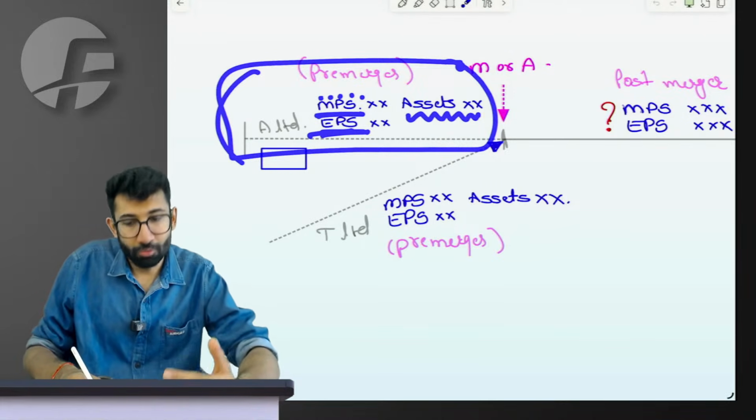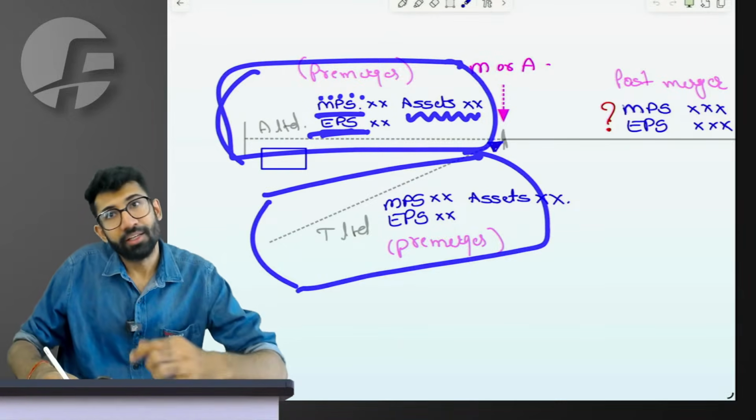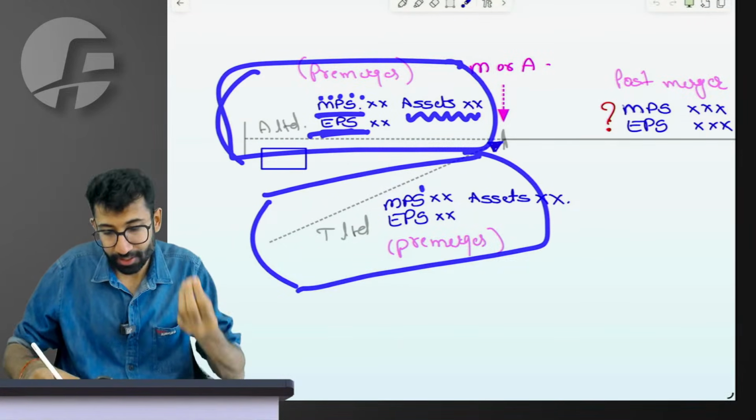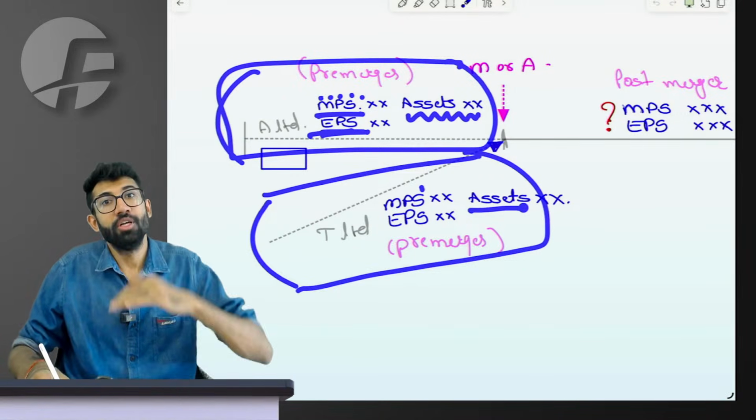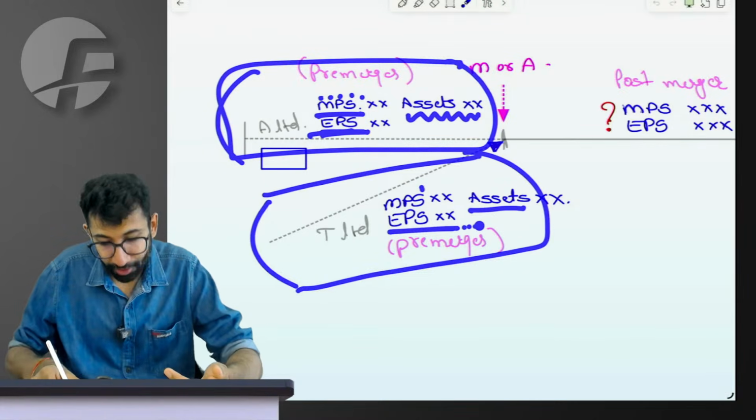Similarly, there is one more company in the market called T Limited. T Limited has the same story. It has its own business, its own assets and liabilities, using which it performs the operation, generates the revenue, incurs the expenses, and ultimately generates profit.